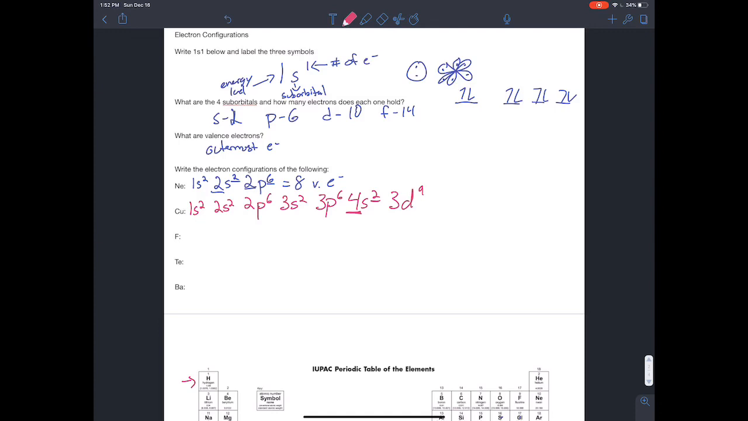Okay, so that's how you do electron configurations. Hopefully most of you remember that. Again, if you notice that you were doing these 2 wrong, then do the other 3 again yourself and check it online.